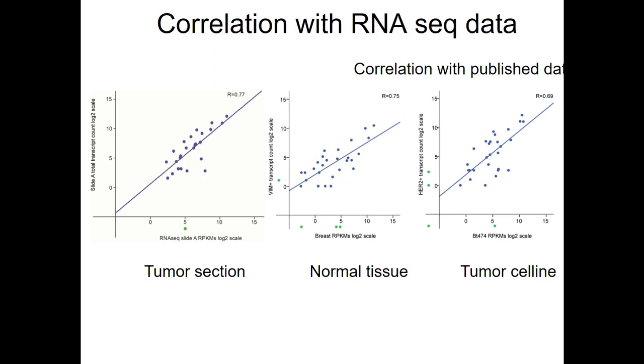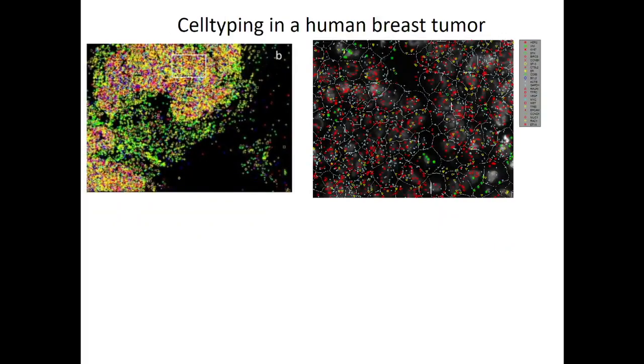If we look at the vimentin positive cells in our data, we got the best match with the normal breast tissue that we found in the databases. And for the HER2 positive cell population, we got the best match with a breast cancer-derived cell line. So a number of things one can use this kind of data for.